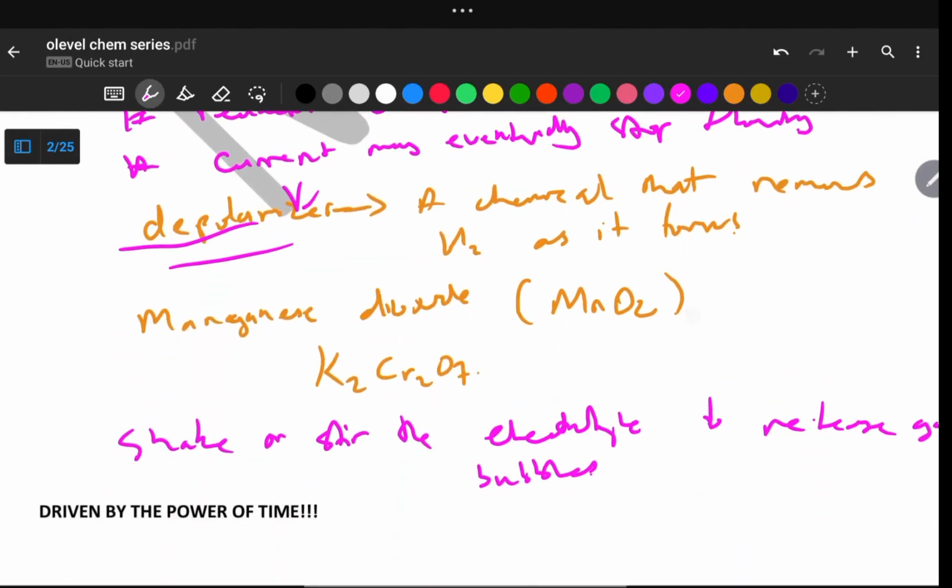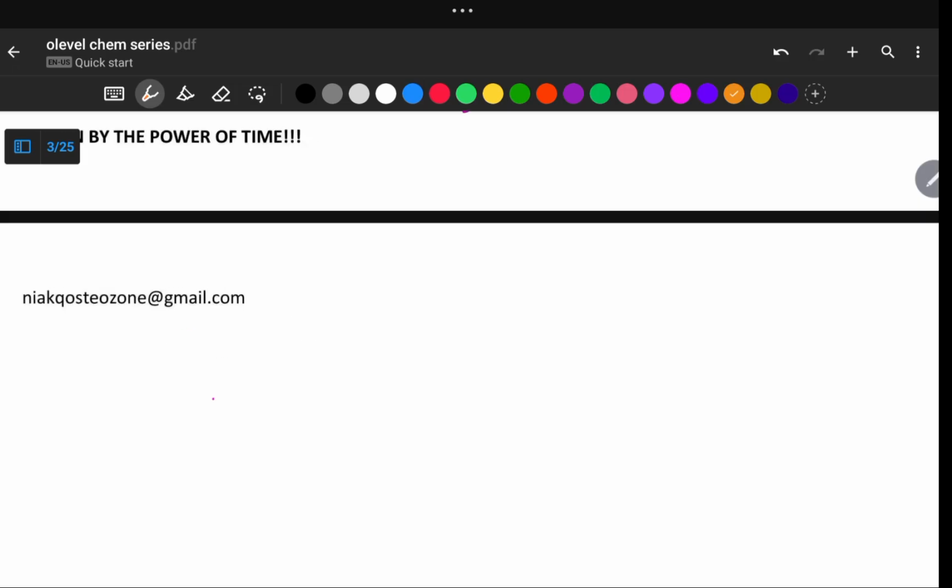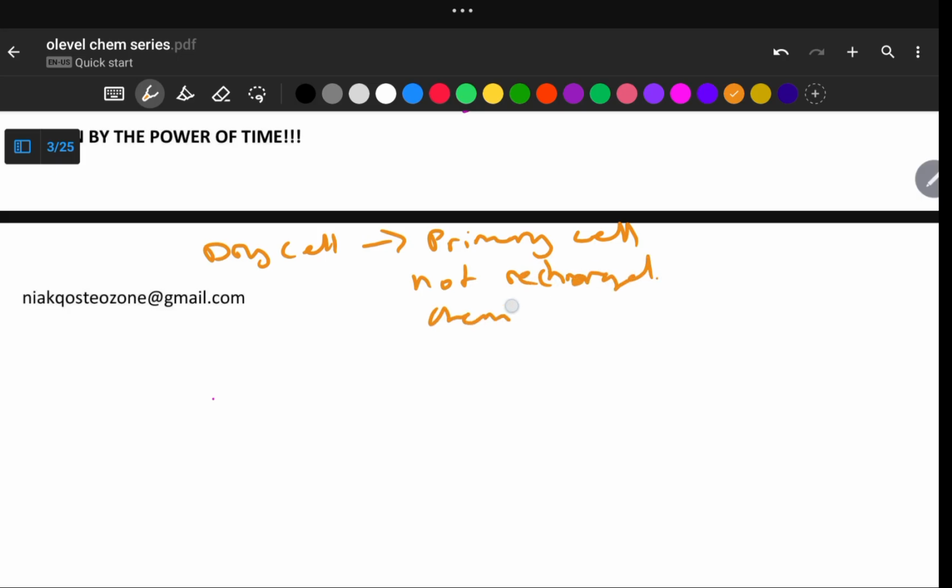And then we are moving straight to the dry cell, right? So a dry cell is a primary cell. It cannot be recharged, right? And it converts chemical energy into electrical energy, right?